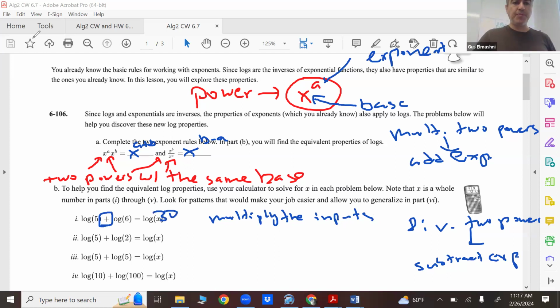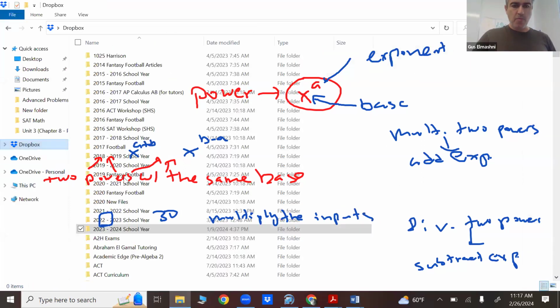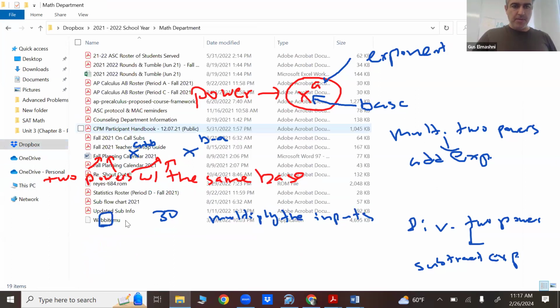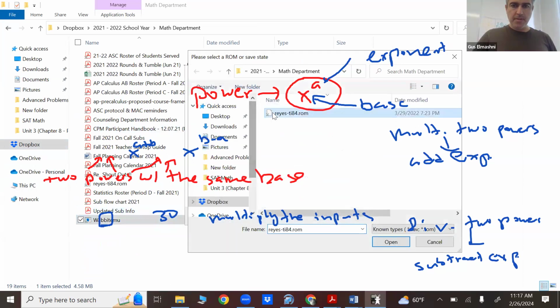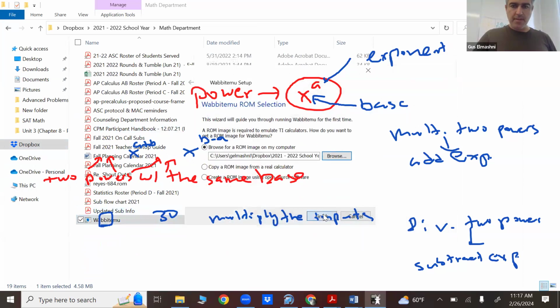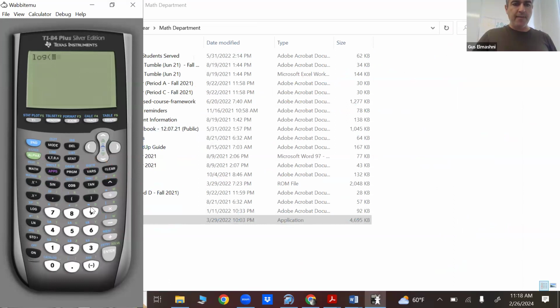And let's prove it. I'm going to go to a calculator. Let me clear my screen for a moment. If I do log 5 plus log 6, you'll get a nasty decimal, so be it. If I do log 30, you get the same thing.